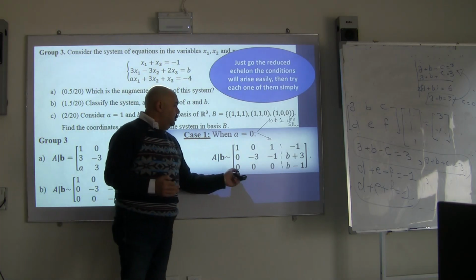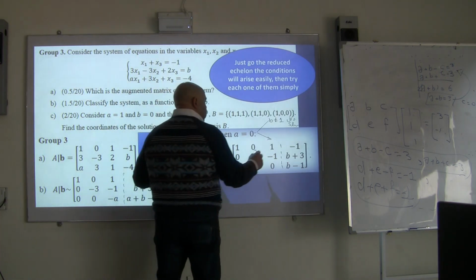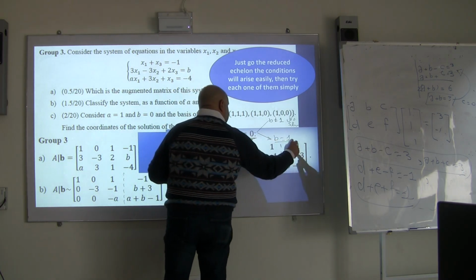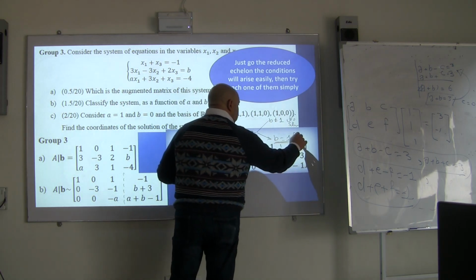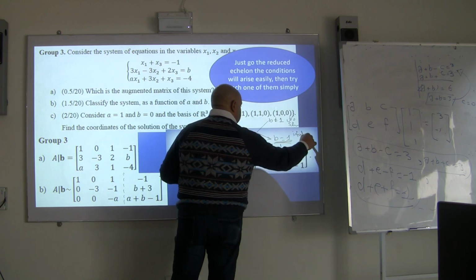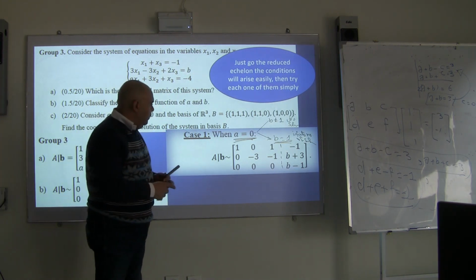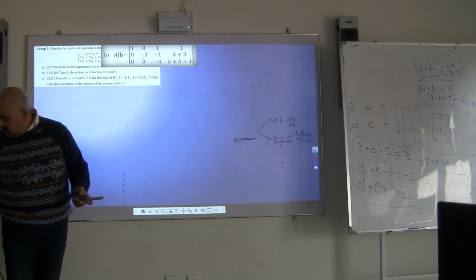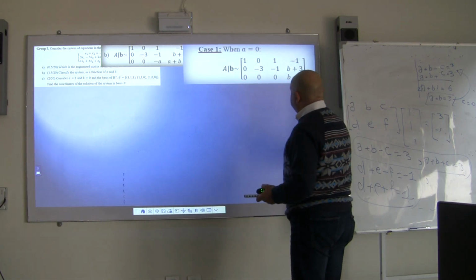The rank of A will equal 2, while the rank of the augmented matrix is greater than 2. Otherwise, b will equal positive 1. So once a equals 0 and b equals positive 1, you will have a consistent dependent system, with an infinite number of solutions. This is what I'm going to state for the time being. So if a equals 0, as I told you, this is going to be the form that we are talking about.